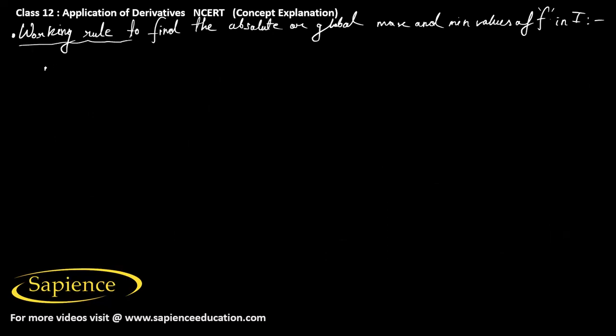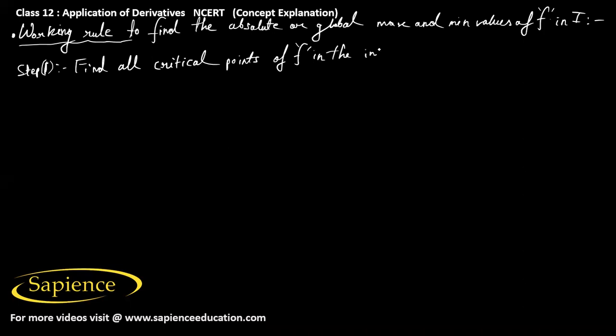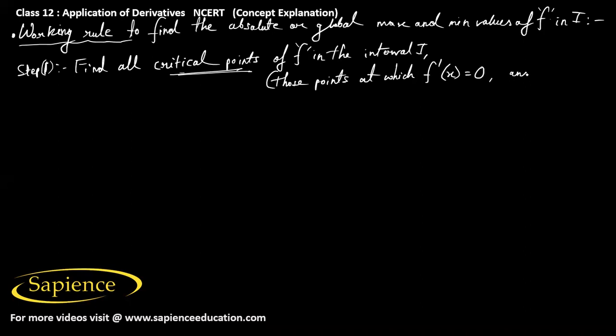So the working rule is, the first step, step one, is to find all the critical points of the function f in the interval I. It means those points at which the slope of the tangent to the function, that is f dash x, is 0, and the points where the function f is not differentiable. Both these kinds of points are called the critical points.